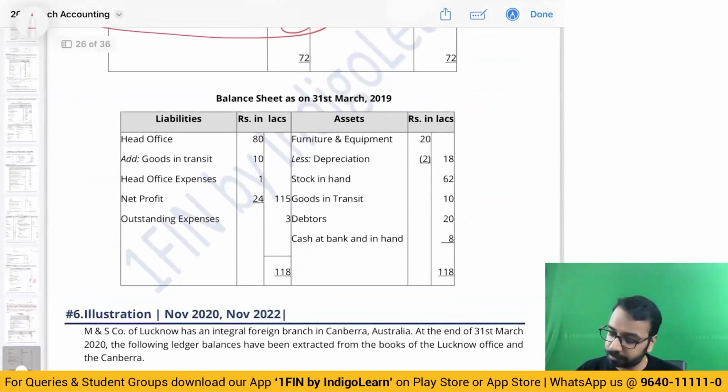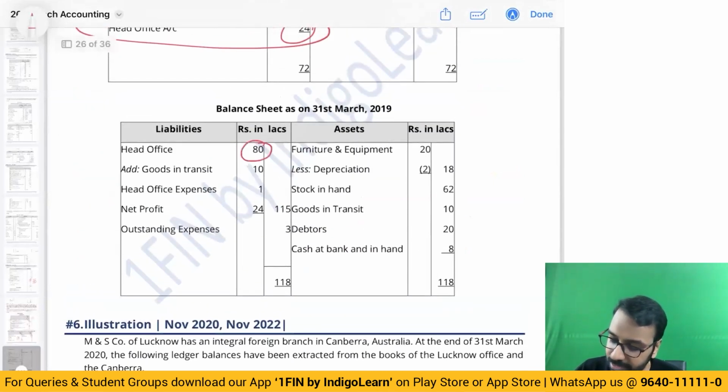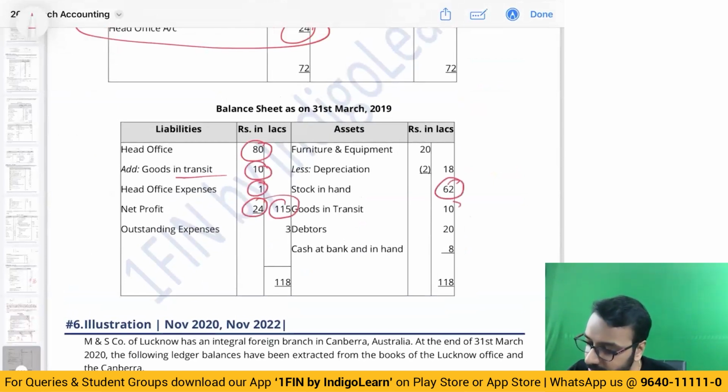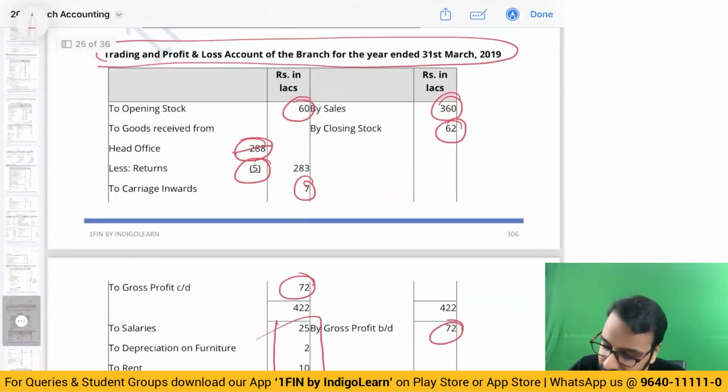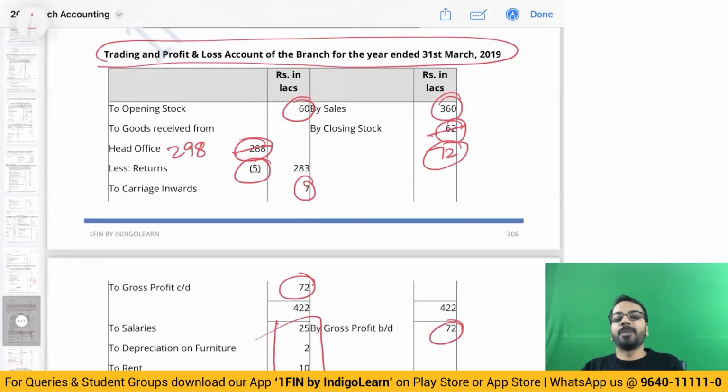Now in the balance sheet, head office account is 80 plus goods in transit 10 plus stock expenses plus net profit. This is the total. Stock is 62 and goods in transit is here. So you see the double impact. Here I have taken goods in transit and also increased the head office balance. Once I receive the goods, if I include them there, I can say this is head office plus in transit 298, and here closing stock can be 72. The final impact will be the same.